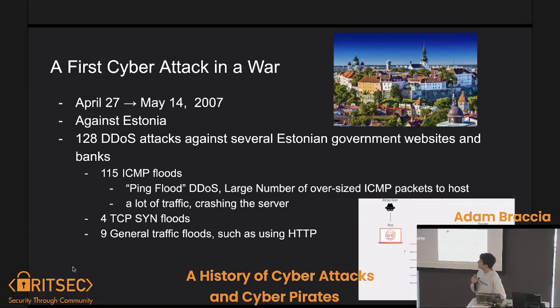One of the first cyber attacks in a war was against Estonia, from April 12th to May 14th, 2007. There were 128 denial of service attacks against several Estonian government websites and banks. These attacks consisted of 115 ICMP floods, 4 TCP SYN floods as we went over, and 9 general traffic floods, such as HTTP floods.